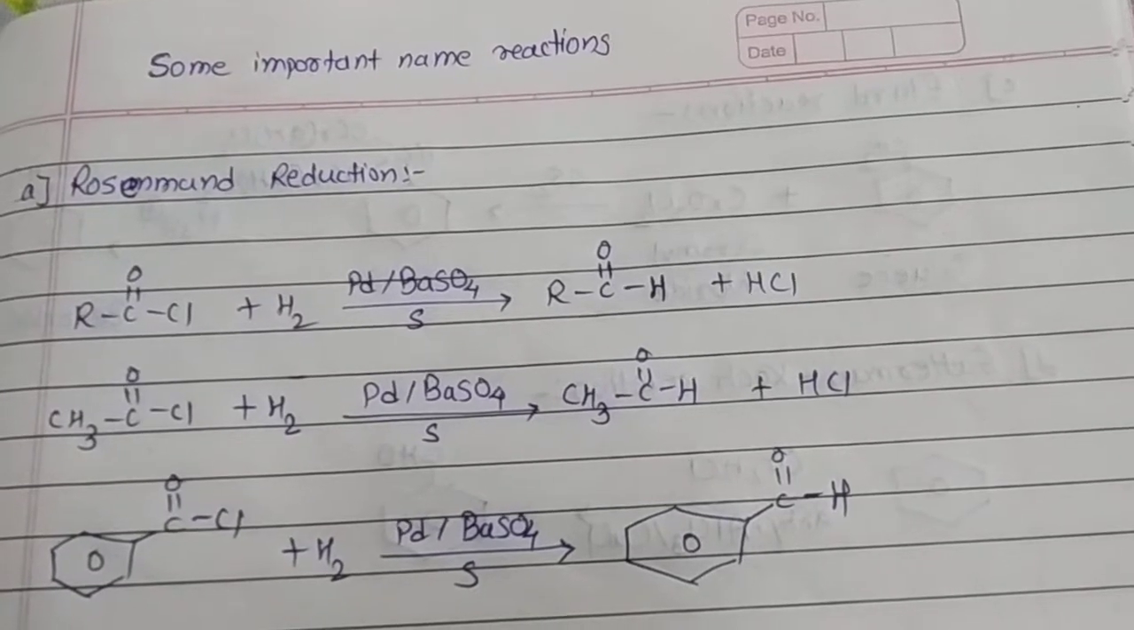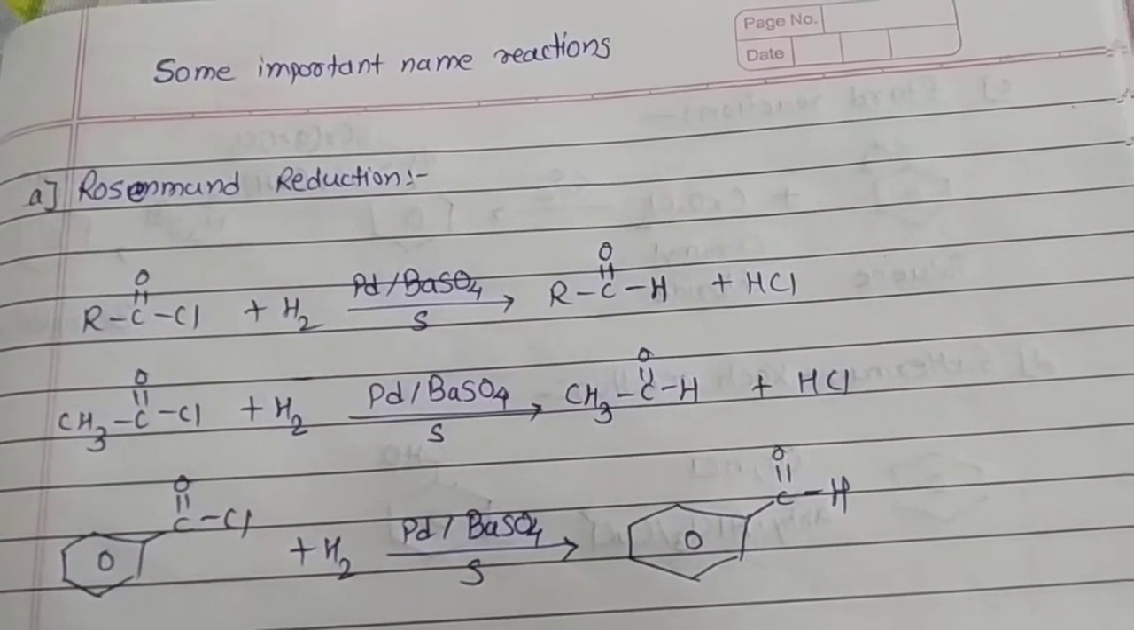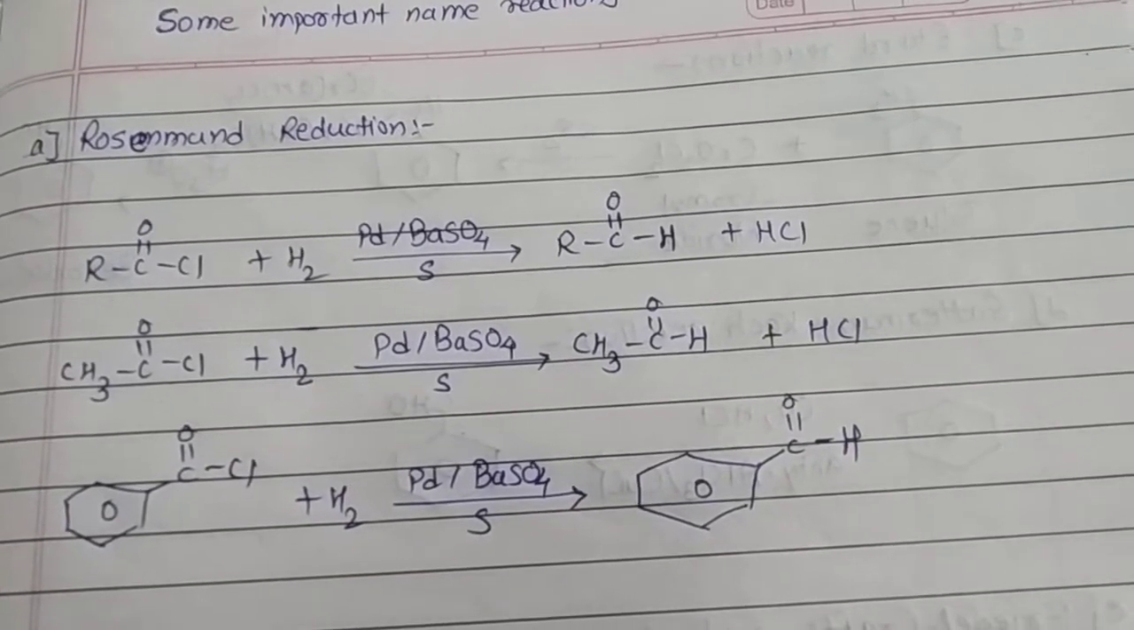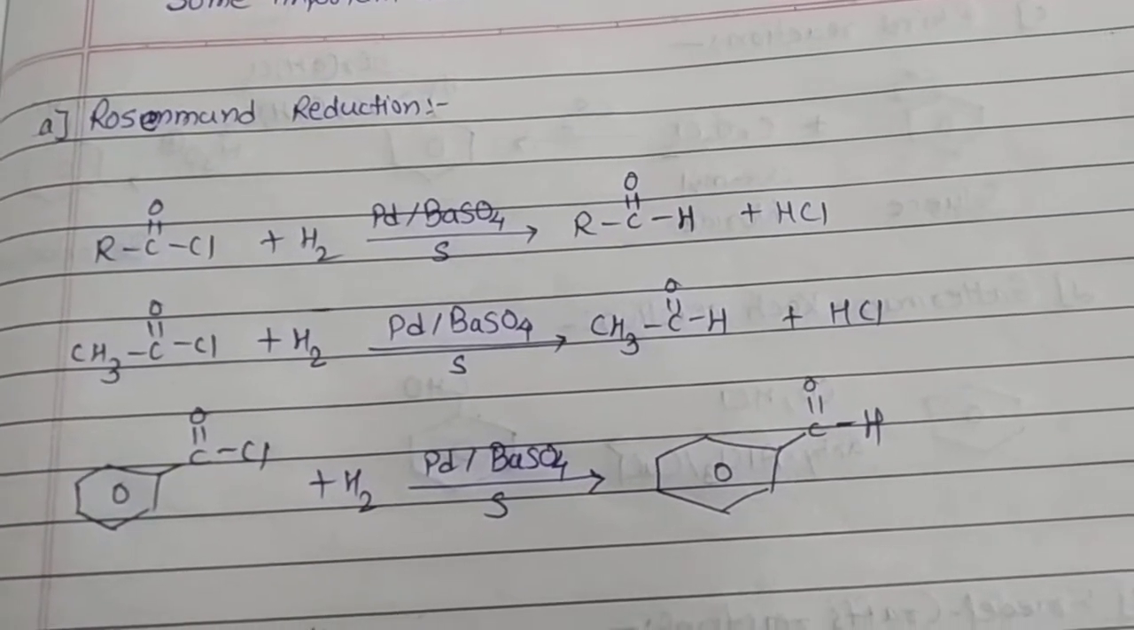Hello guys, today we'll see some important name reactions mostly regarding aldehydes and ketones. So let's see the first reaction, that is Rosenmund reduction.